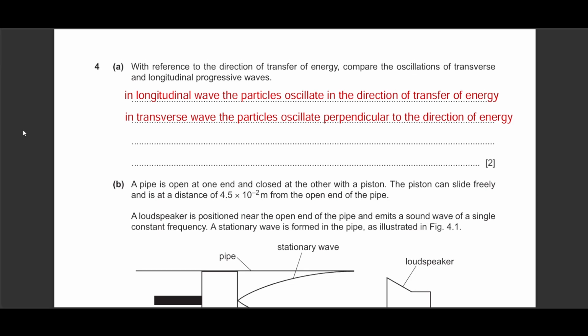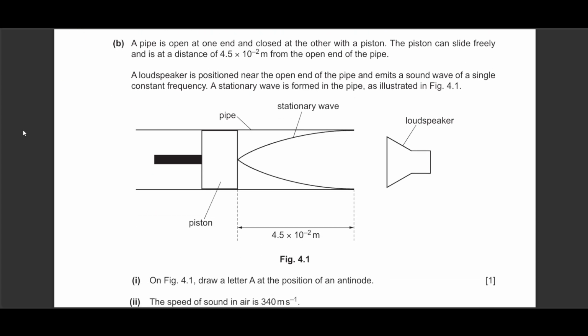Question number 4. With reference to the direction of transfer of energy, compare the energy of oscillator. Now this is again a repeated question from IGCSE O levels. In a longitudinal wave, we know that the particles are moving in the direction of, or parallel to, the direction of the transfer of energy. And in a transverse wave, we know that the particles are moving perpendicular to the direction of propagation of energy. Very straightforward, very simple definition.